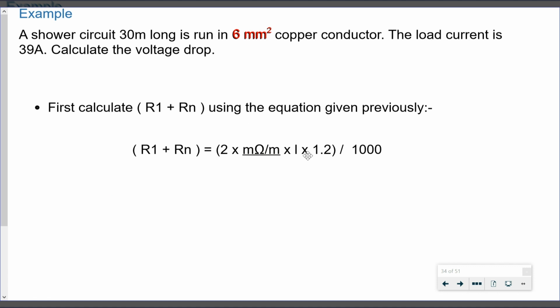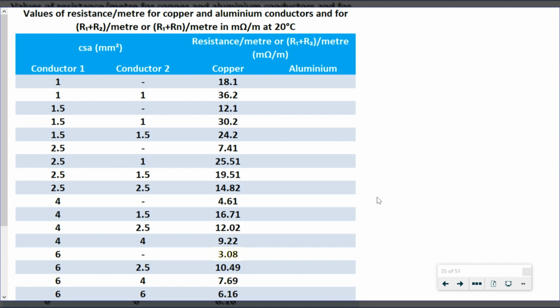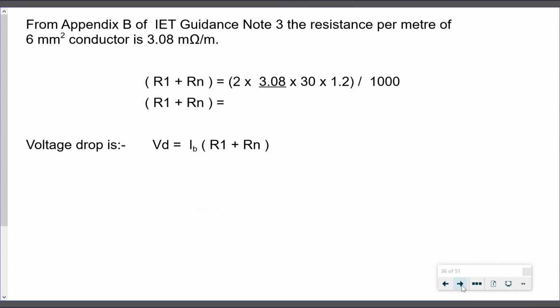We'll know the correction factor of 1.2, taking that as the general term because we're going from roughly 20 degrees C up to 70 degrees C. So what we need to find first is the milliohm per meter value. We find those in table B1, or in guidance note 3, or I1 in the on-site guide. We have a 6 millimeter squared conductor. Therefore, we're going to use a milliohm per meter value for that conductor of 3.08 milliohms per meter.